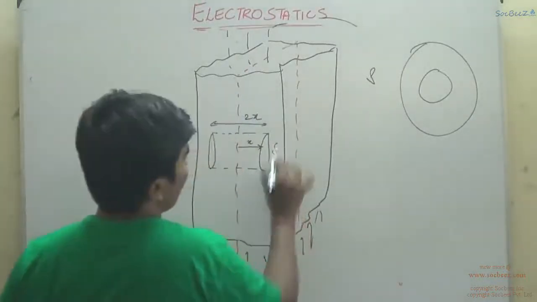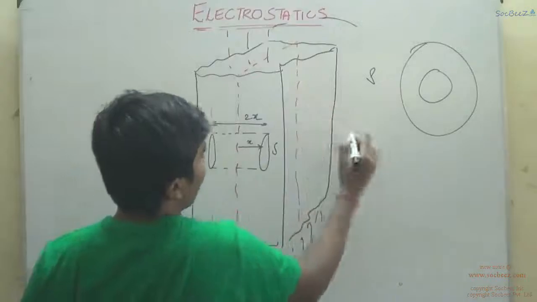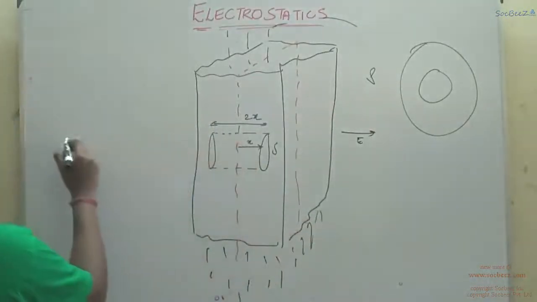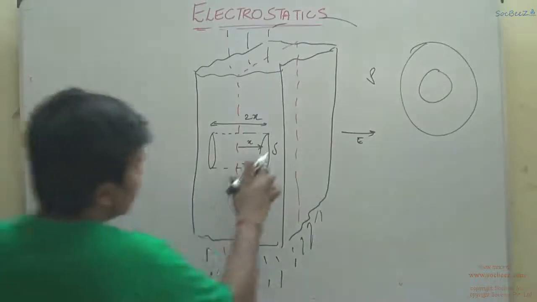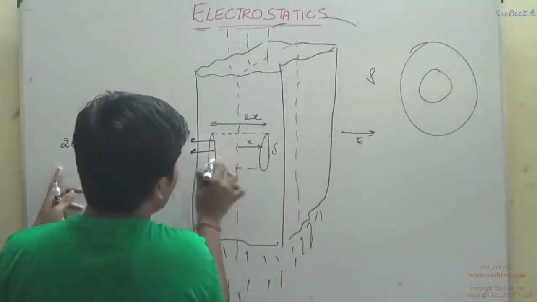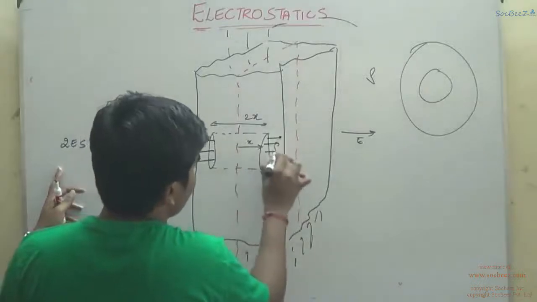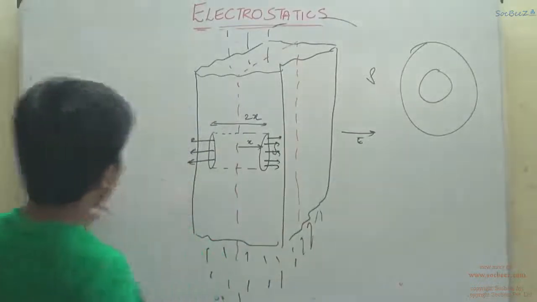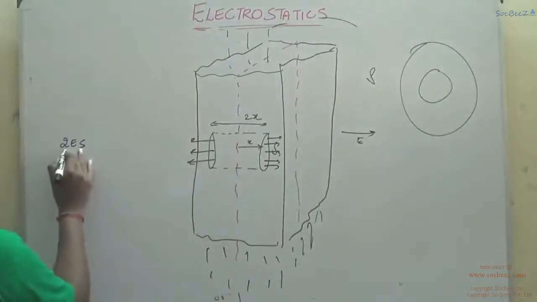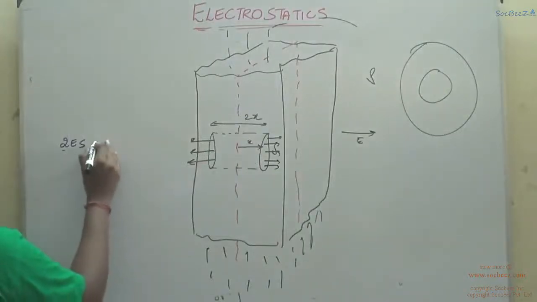Basically the electric field won't be in this direction since it is infinitely long. The electric field is in only this direction, right? So the net flux here is 2 times ES. Now why is this 2? Flux is going out from here, flux is going out from here. Electric field in this direction also, this direction also, right? So 2 times. And due to this surface it becomes 0. So the net flux is equal to 2 times E into S.